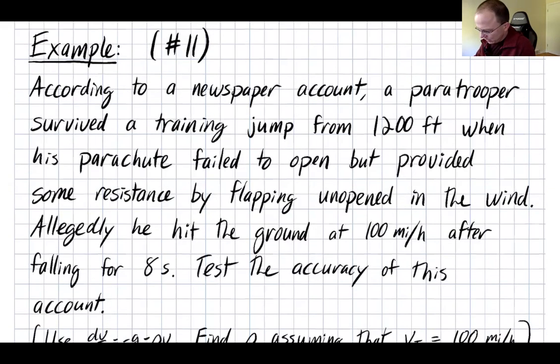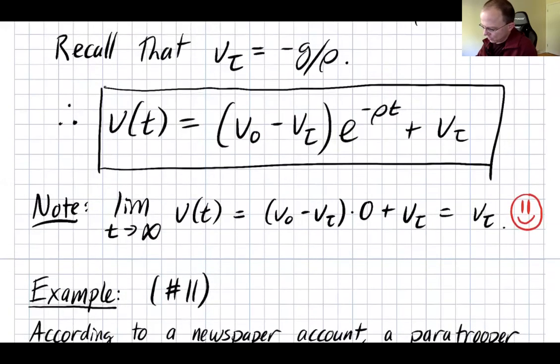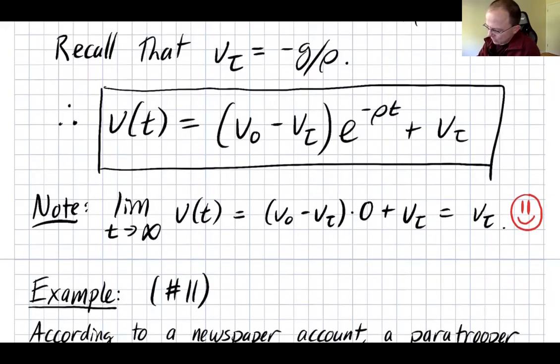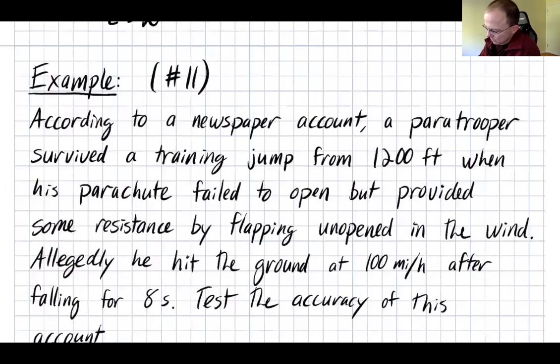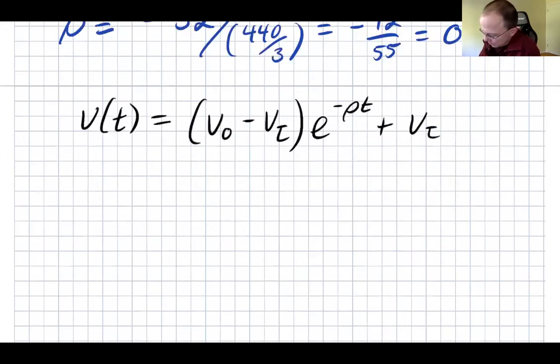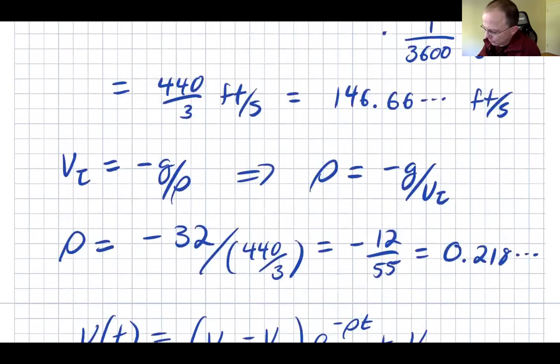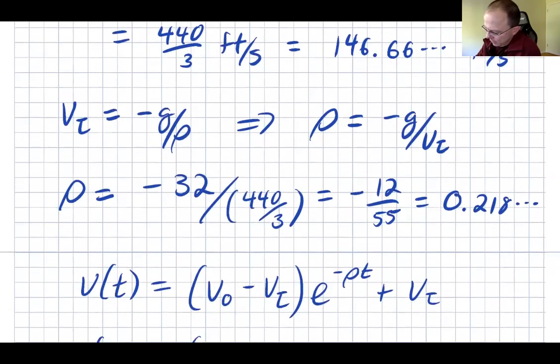Okay, so what shall we do? I guess we could take our formula for the velocity right here and just plug everything into it. So let's grab this and put that right here. So there's our model for the velocity. So if we plug everything in, the initial velocity was 0. The terminal velocity was 440 divided by 3.